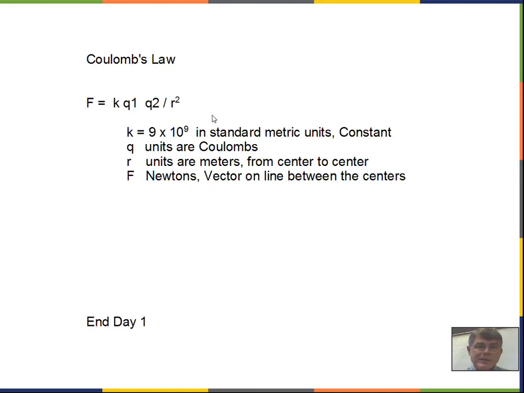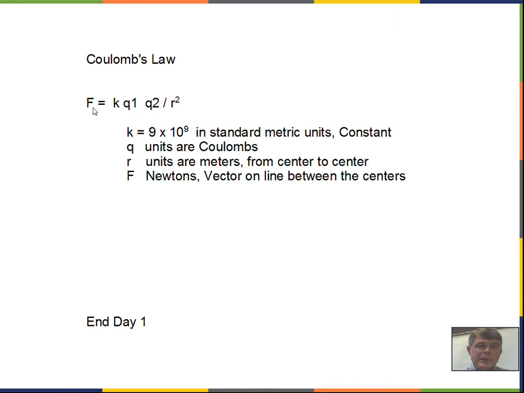Coulomb studied this, and he came up with the result that the electrical force was equal to a constant, k, times Q1 times Q2. The Q's are the charges of the two objects in coulombs. k has a value of 9 times 10 to the 9th when we use standard metric units, and it is a constant. And then we divide by the square of the distance between the centers of the two objects, and this r is measured in meters. The force will be in newtons.